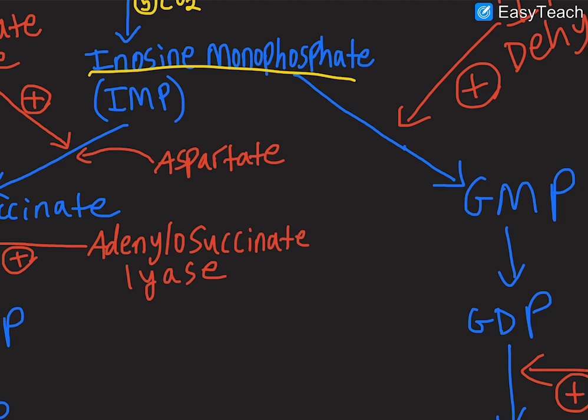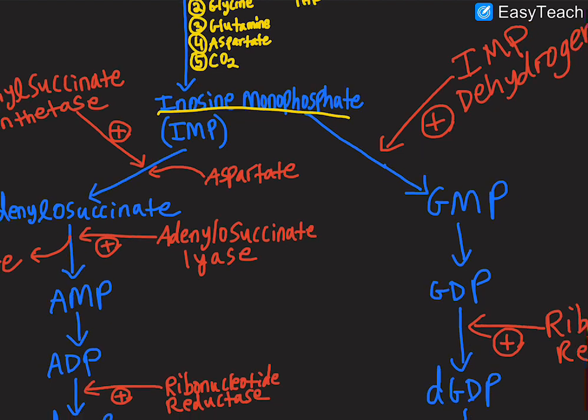So that's basically purine synthesis for you guys, and I feel like this is important because next we'll talk about certain drugs that inhibit some of these enzymes in this purine synthesis pathway.